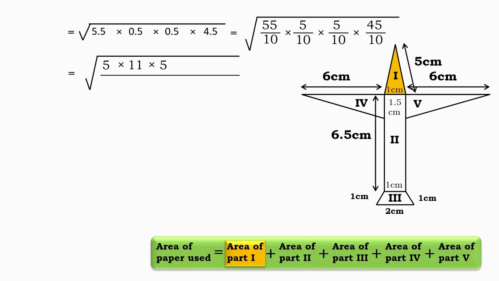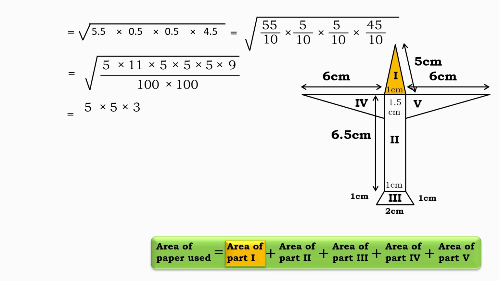Now 55 we can write as 5 into 11. Then 5 we will keep as it is, the next 5 also, and 45 we can write as 5 into 9. And in the denominator we can make a pair of 100. So there we got one pair of 5. Then we got another pair of 5.